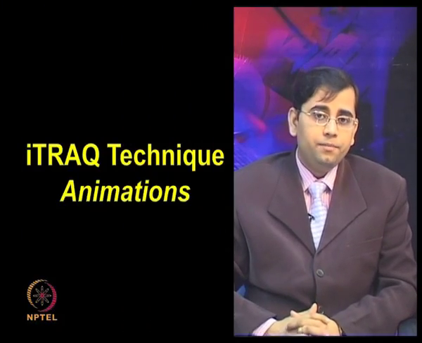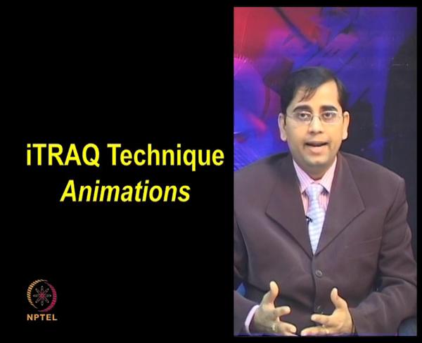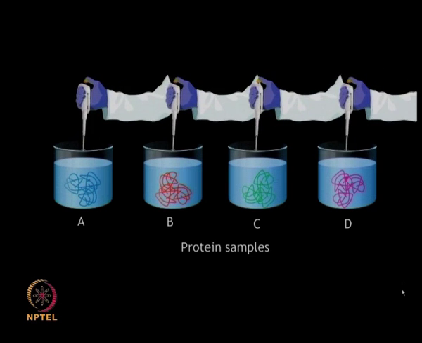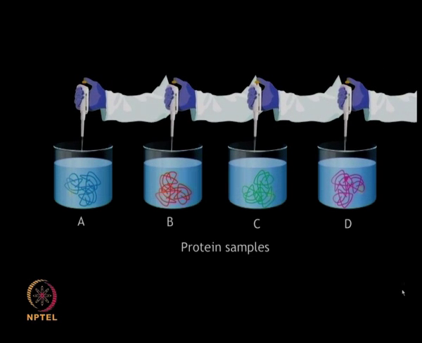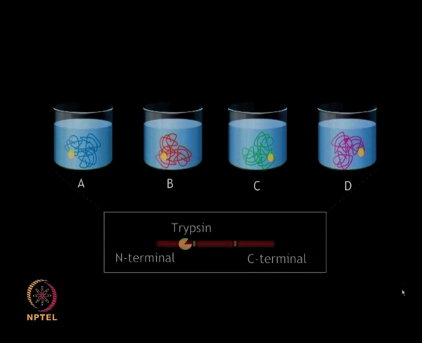I will now describe to you the overall iTRAQ technique by showing you an animation. Okay, in this animation we will talk about the iTRAQ technique. The protein samples to be analyzed are first digested with trypsin into smaller peptide fragments. The trypsin cleaves the proteins at the C terminal of lysine and arginine residues, unless they are followed by a proline residue.